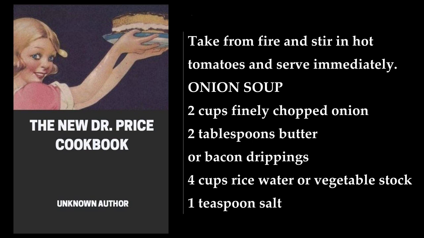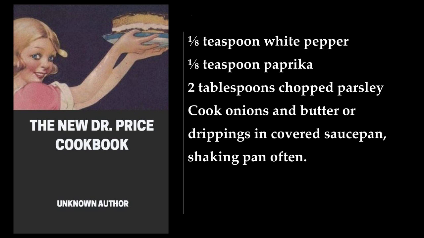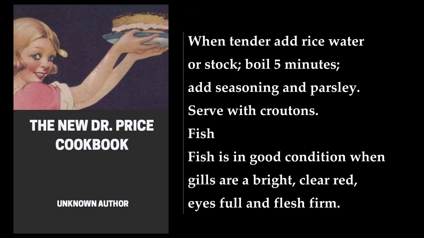Onion soup. 2 cups finely chopped onion. 2 tablespoons butter or bacon drippings. 4 cups rice water or vegetable stock. 1 teaspoon salt. 1/8 teaspoon white pepper. 1/8 teaspoon paprika. 2 tablespoons chopped parsley. Cook onions and butter or drippings in covered saucepan, shaking pan often. When tender, add rice water or stock, boil 5 minutes, add seasoning and parsley. Serve with croutons.